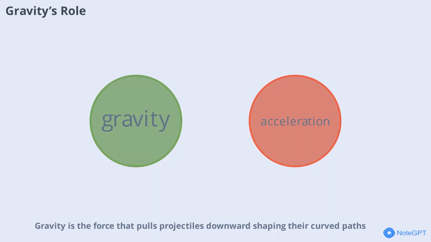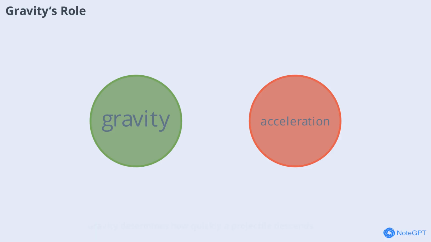Gravity is the force that pulls projectiles downward, shaping their curved paths. On Earth, gravity accelerates objects at 9.8 meters per second squared. This constant acceleration means that regardless of the projectile's mass, all objects fall at the same rate when air resistance is ignored. Gravity determines how quickly a projectile descends and when it will hit the ground. Next, let's look at the effect of air resistance in real-world scenarios.